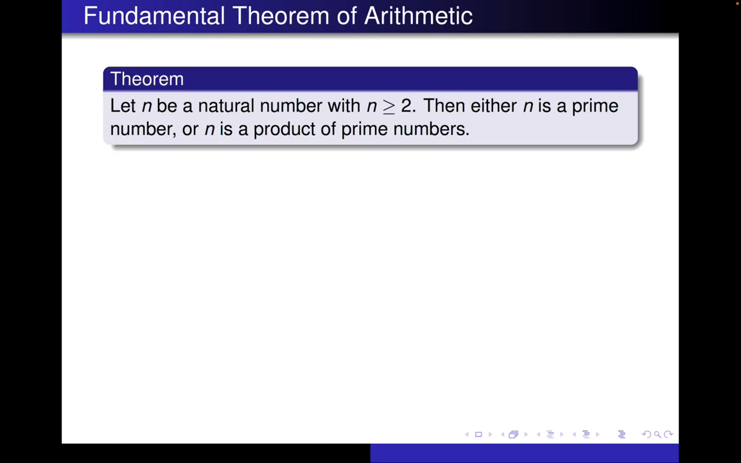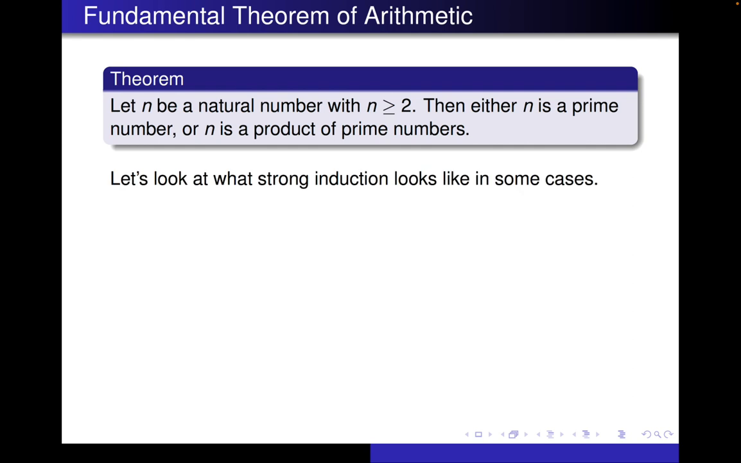All right, so here's the theorem that we are going to prove. If n is any natural number that is at least 2, so now we're starting at n equals 2, then n is either a prime number or we can write it as a product of prime numbers. In other words, it's either a prime number or it has a prime factorization. We can factor it into prime numbers. So we're going to go ahead and prove that theorem by strong induction.